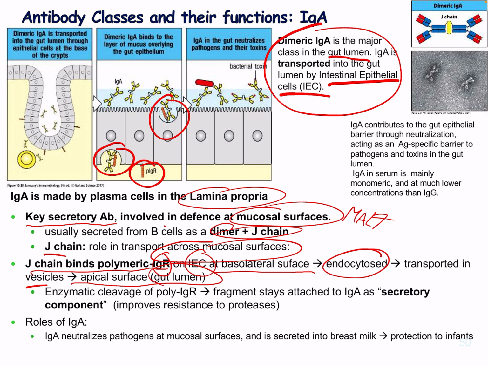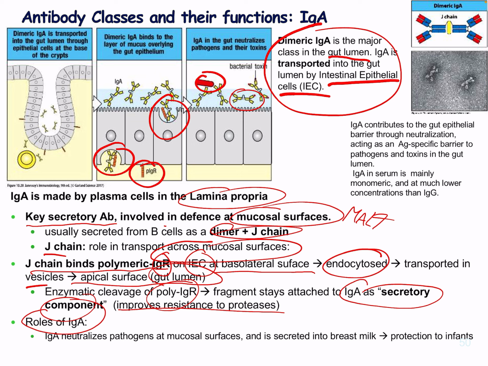With enzymatic cleavage of the poly-IgR, these fragments stay attached to IgA as a secretory component, and this improves resistance to proteases. So essentially, we saw that IgA is dimeric, so it releases that dimeric IgA, and these will bind to different bacterial toxins in our stomach.